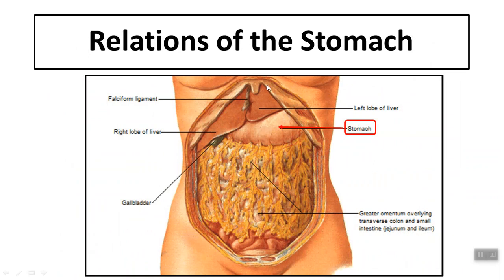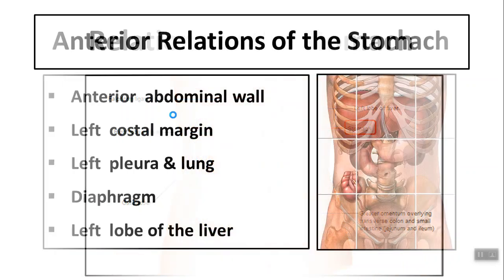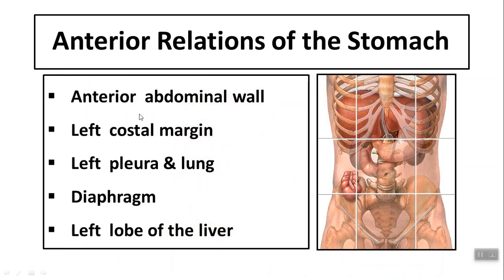What are the relations of the stomach? Anteriorly, we can see that it is related to the left lobe of the liver, mainly to the left costal margin, and also directly to the anterior abdominal wall, which is dissected out here. So the anterior relations of the stomach are the anterior abdominal wall, left costal margin, left pleura and lung, the diaphragm, and the left lobe of the liver.